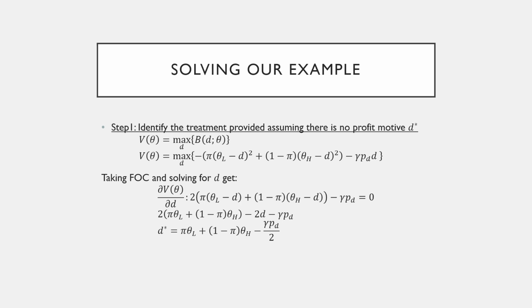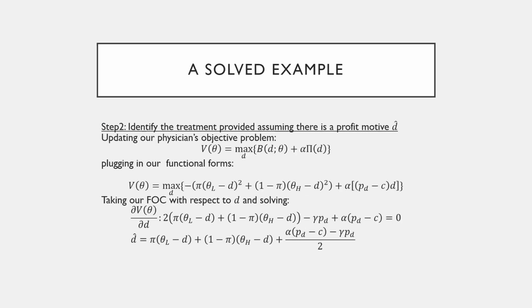So step number one, we're just going to plug and chug, computing our values here, taking our first order conditions, and we get D star being equal to pi theta L plus 1 minus pi theta H minus gamma D, all over 2. Step number two is that we're going to include this profit motive that we have here. Again, just plugging in our values, taking our first order conditions. We get the same part that we have for the beginning, just that now we have alpha PD minus C minus gamma PD, and we're going to put that all over 2.